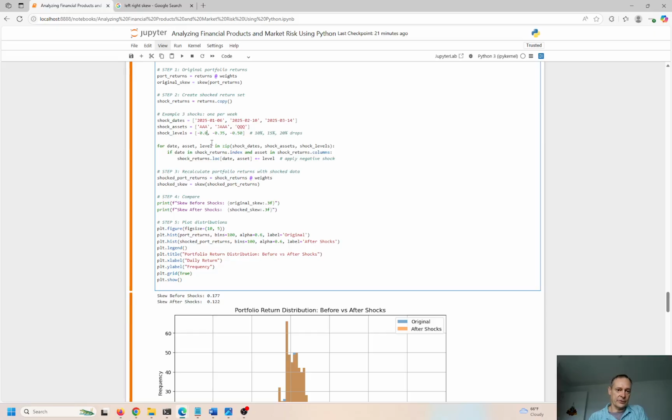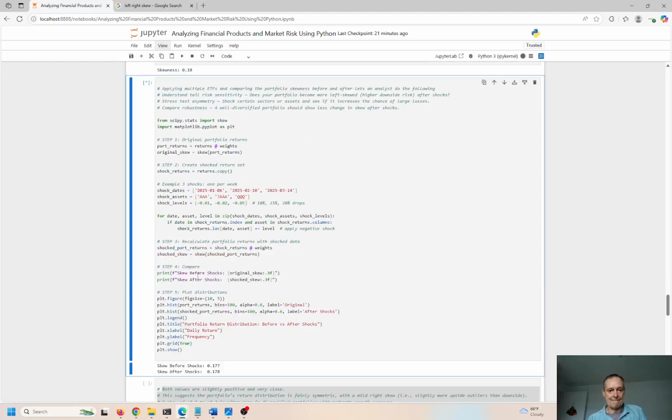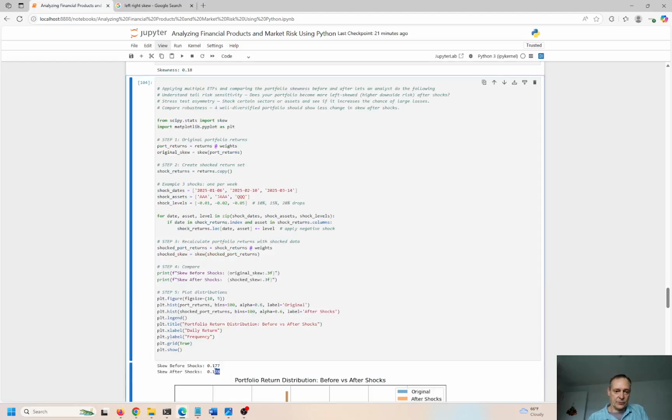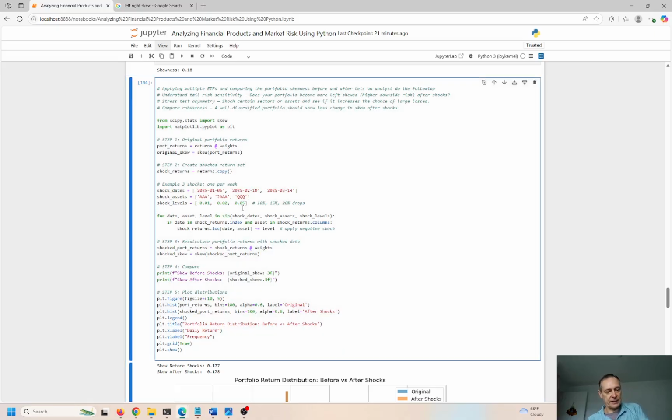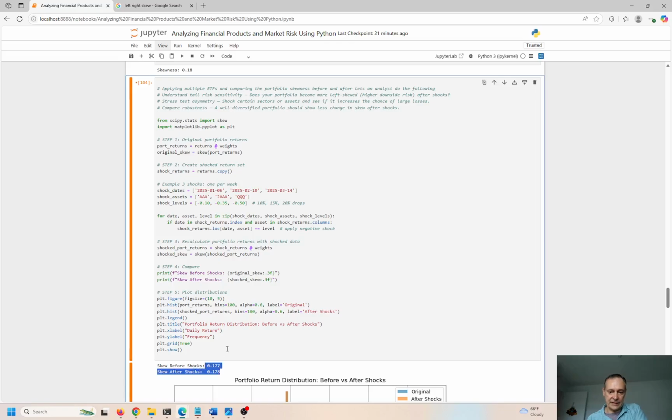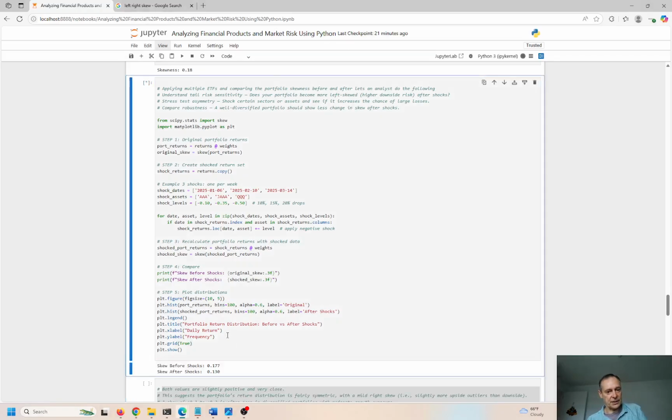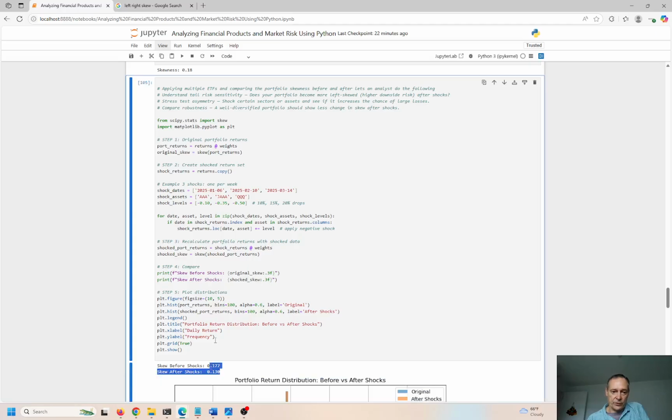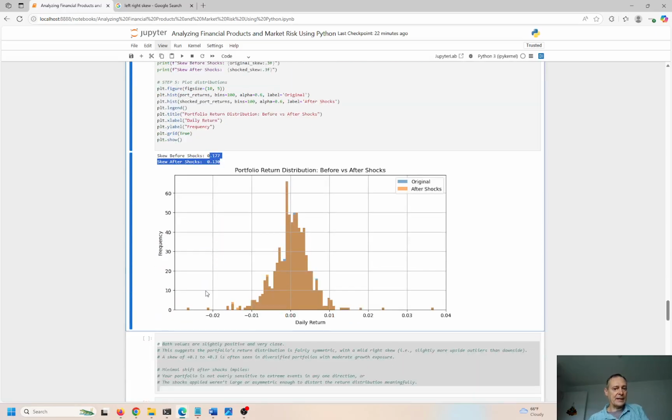Let me try just a small one, just to see what this thing looks like. 0.02, negative 0.05. Yeah, so small shock and barely any change, and big shock like we just saw, still a change. Control Z to undo. Okay, and 0.177, 0.178, almost the same thing. When you add the big shock, 0.177, 0.130, but not a huge change, guys.